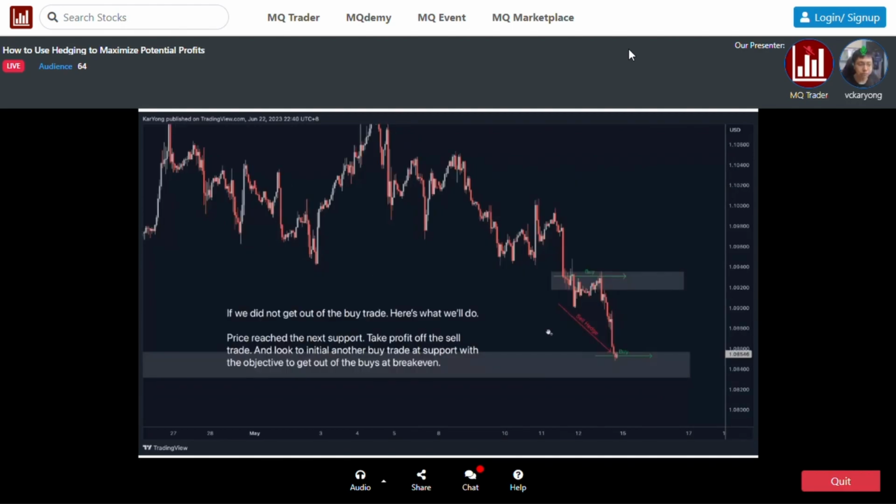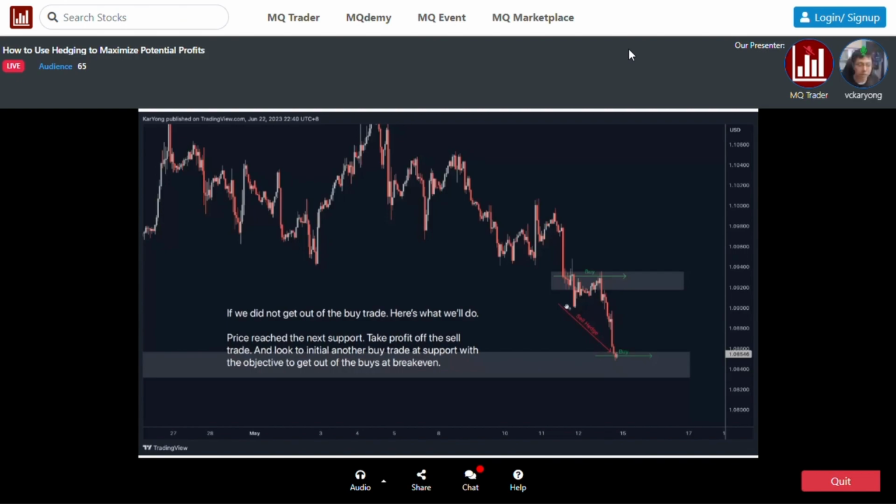Quite straightforward. Okay. Now, in the event, let's just say I did not manage to get out of my buy at break even, and the price just kept falling, right? So at this point in time, I have a buy here, and price has actually tapped the next level of support. So how do I mitigate? How do I approach this?